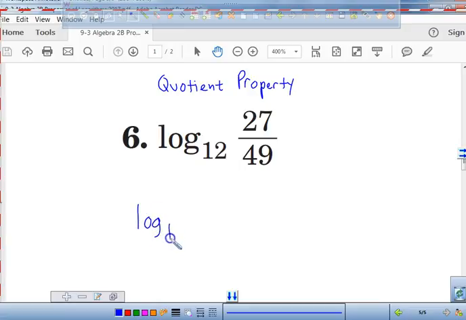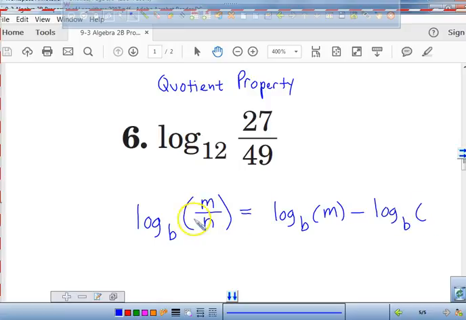Here's what it says. If you have a fraction, you're allowed to take the logarithm of that number and take away the logarithm of this number. Why are we allowed to do it?